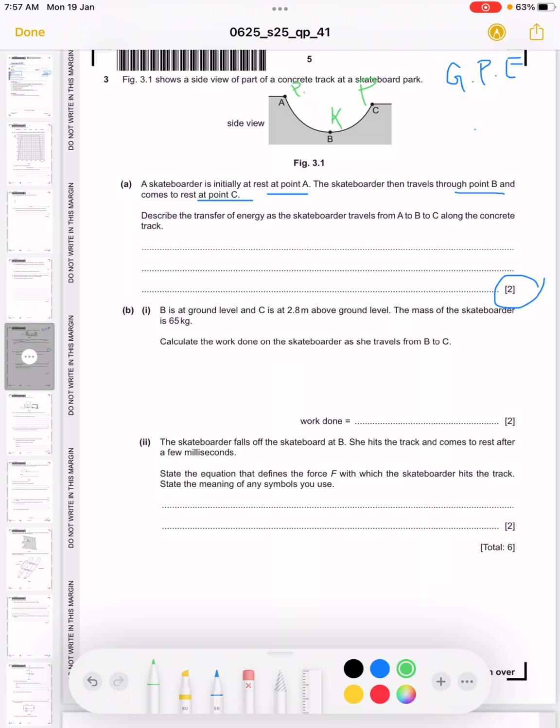So how will we give the answer? From A to B, we have points A, B and C. The first answer, for the first mark, is that we have gravitational potential energy, and gravitational potential energy is converted into kinetic energy, and again kinetic energy is converted into gravitational potential energy at point C.